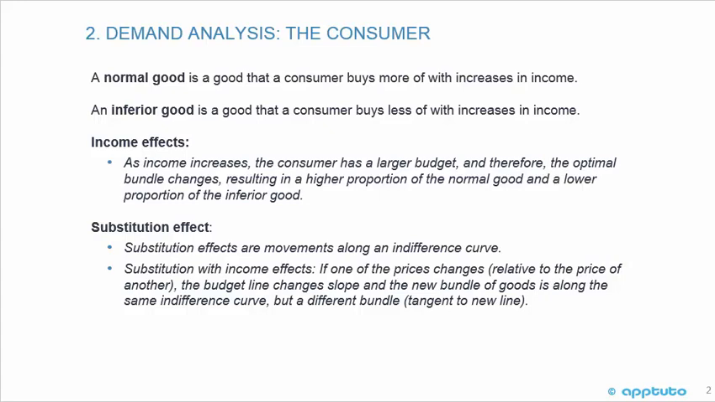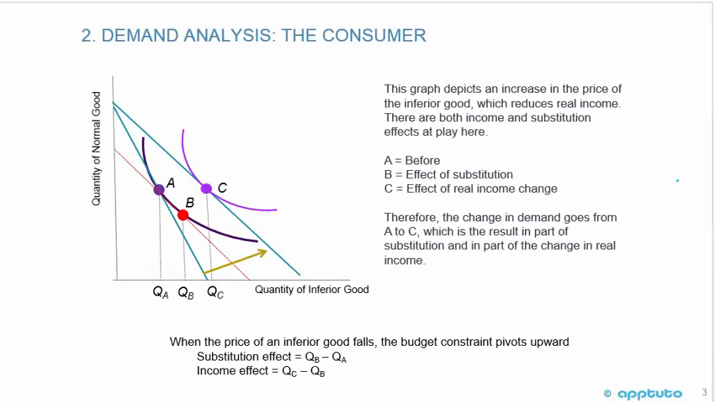The substitution effect. Substitution effects are movements along an indifference curve. Substitution with income effects: if one of the prices changes relative to the price of another, the budget line changes slope and the new bundle of goods is along the same indifference curve but a different bundle, tangent to the new line. Okay, as we see often in economics, they like to use a lot of graphs.